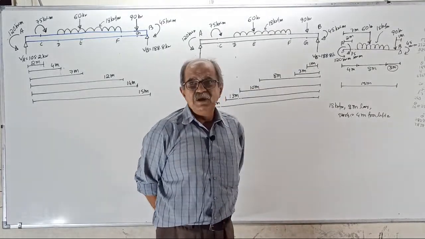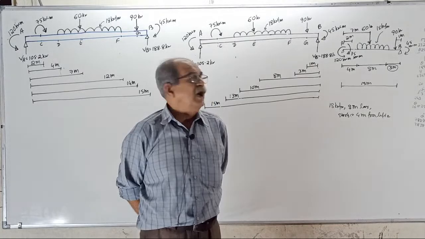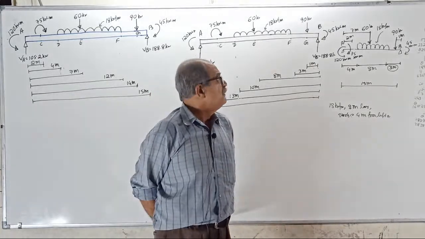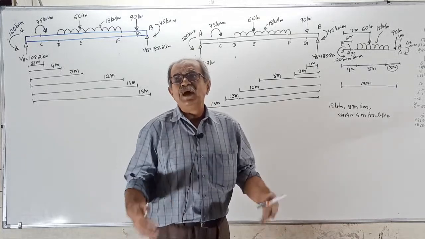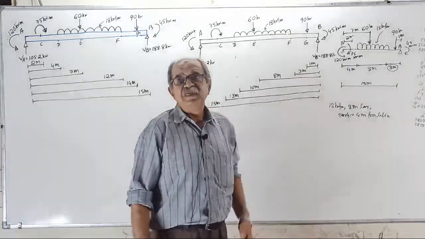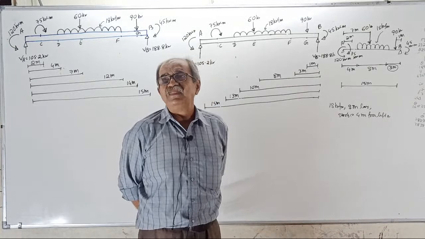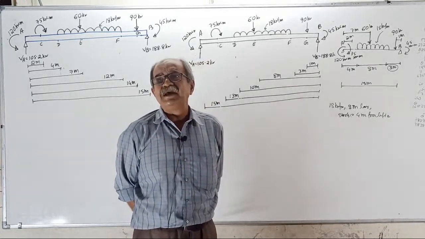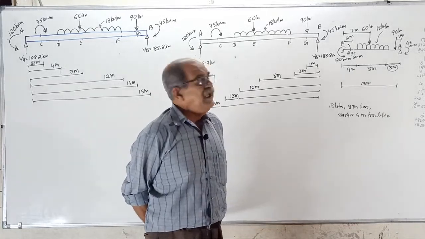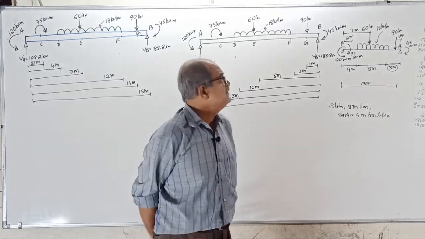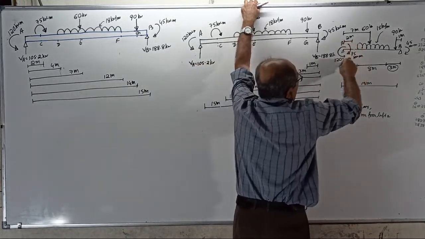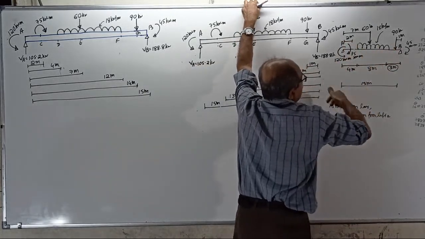Why? Because I forgot. I thought I will cover the couple in the next question. But then I decided, no, better not waste time. 2 in 1. We will cover partial UDL, that extension of UDL on one side, along with intermediate couple. Therefore, I put the couple. But what I did is, see, I put anti-clockwise 120 here, clockwise 75 and clockwise 45.